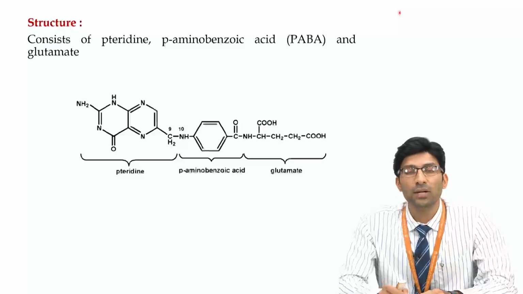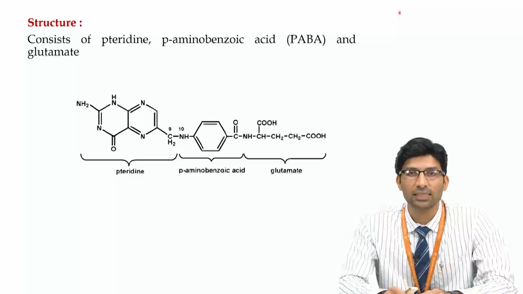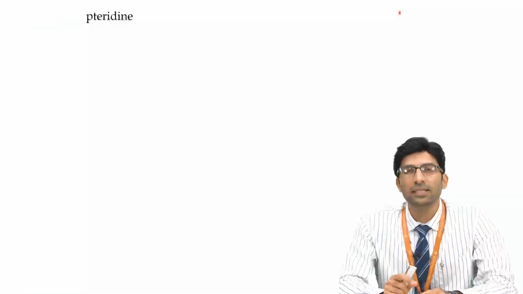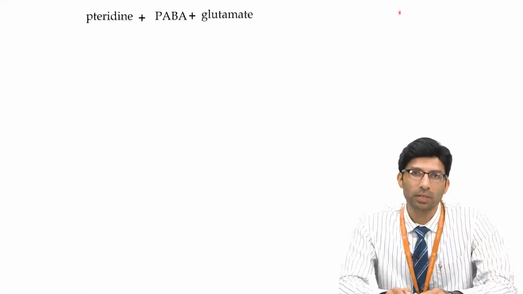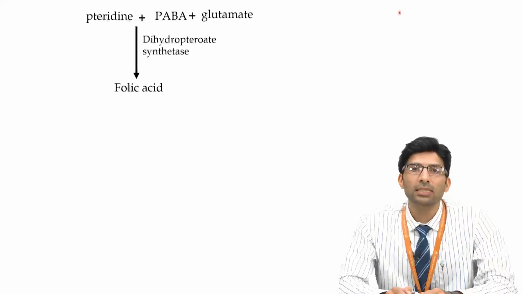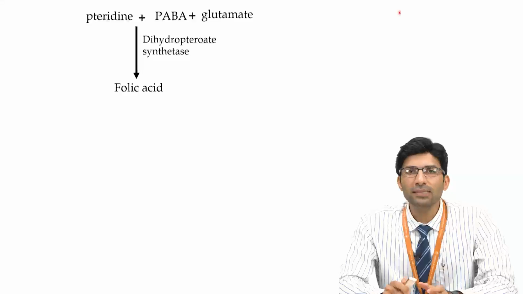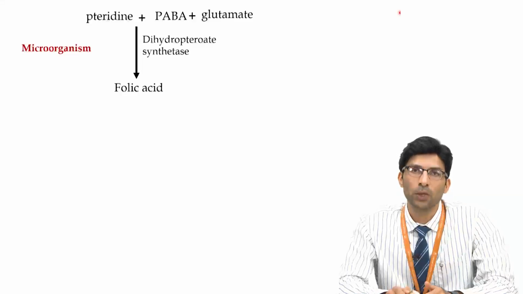Now, we will try to understand how it is synthesized in our body. Can we synthesize folic acid or can we not synthesize folic acid? We will see in this slide. As we discussed, the structure of folic acid is basically a combination of pyridine, PABA and glutamate. All of these three, in the presence of an enzyme called dihydropteroate synthetase, can form folic acid. But this synthesis does not occur in human beings. It can happen only in microorganisms.